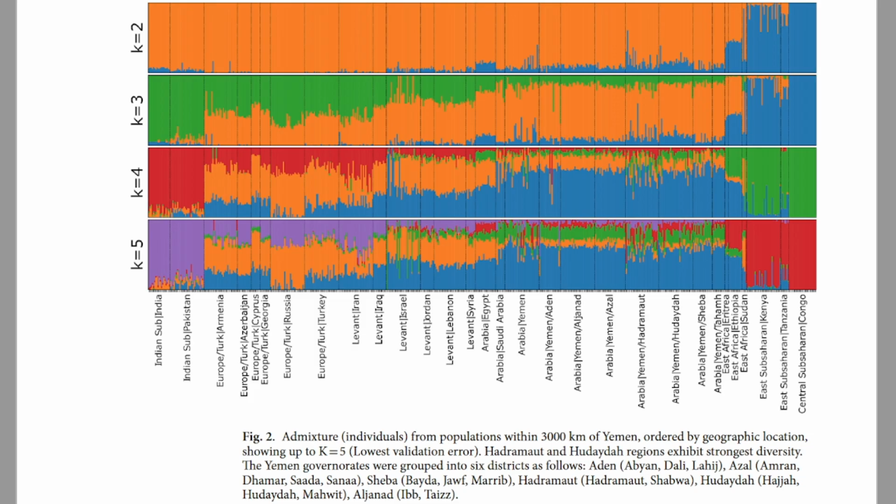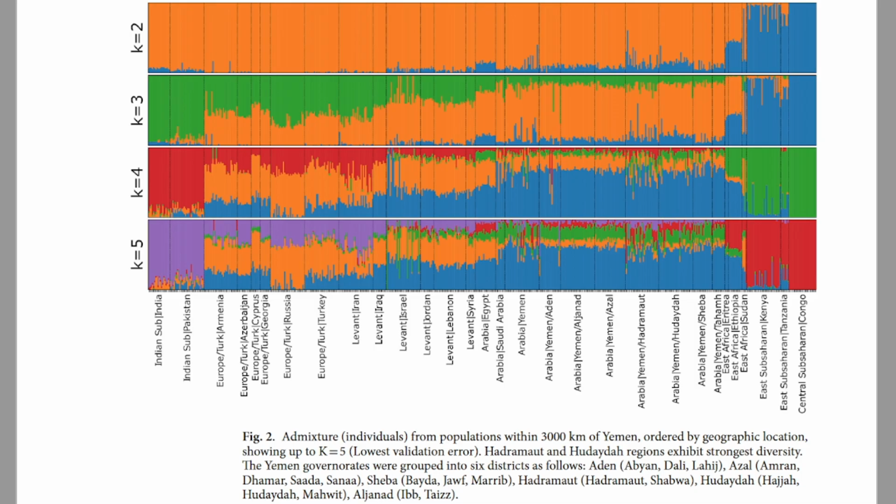K equals 4 introduces a fourth ancestral population. This could represent further regional differentiation within Yemen or neighboring areas, such as distinct Arabian Peninsula populations and an Indian Ocean trade component. Coastal populations might show higher proportions of new components due to maritime trade influences.